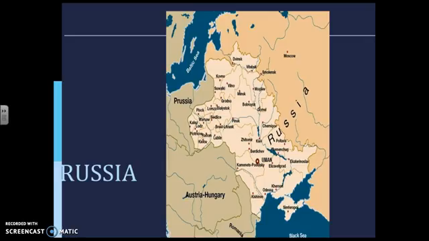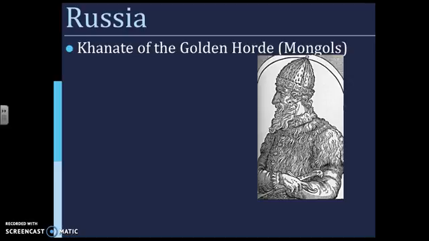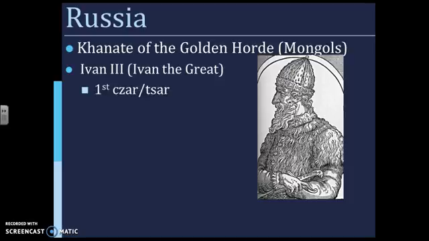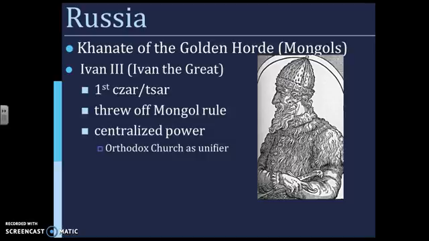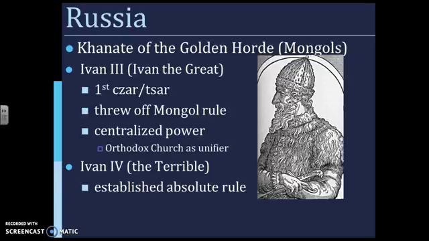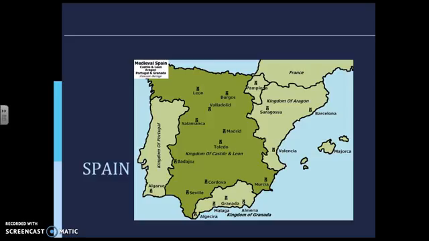But let's talk about Russia. As you already know, they are ruled for a couple hundred years by the Mongols through the Khanate of the Golden Horde. It is Ivan III, or Ivan the Great, who declares himself the first Tsar, and he does this by overthrowing Mongol rule and establishing centralized power. The church, the Eastern Orthodox Church, serves as a cultural unifier to help him do that. The other Ivan you need to know is Ivan IV, or Ivan the Terrible. He was largely responsible for establishing the absolute rule and control of the czars over Russia that Russia is characterized by. And that's it for Russia.